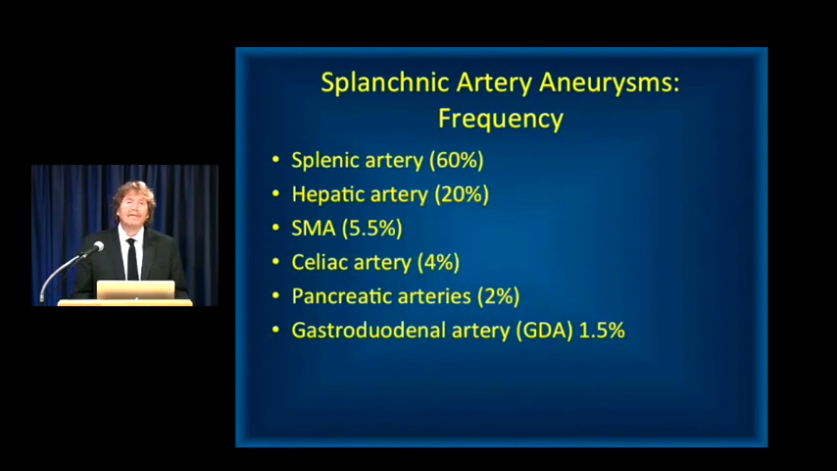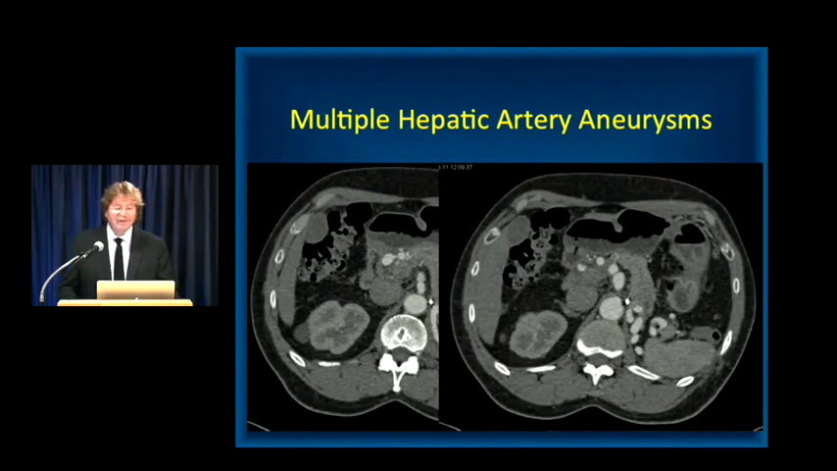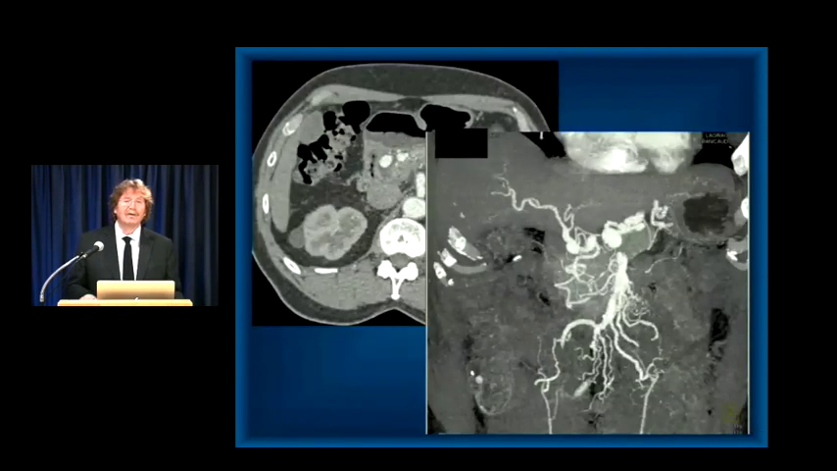Now, when we talk about splanchnic artery aneurysms, one of them that we talk about is hepatic artery aneurysms, and hepatic artery aneurysms are the second most common splanchnic artery aneurysm after the splenic artery. You can see very nicely they can be single, they can be multiple. Look at this example. Look at the multiple hepatic artery aneurysms.